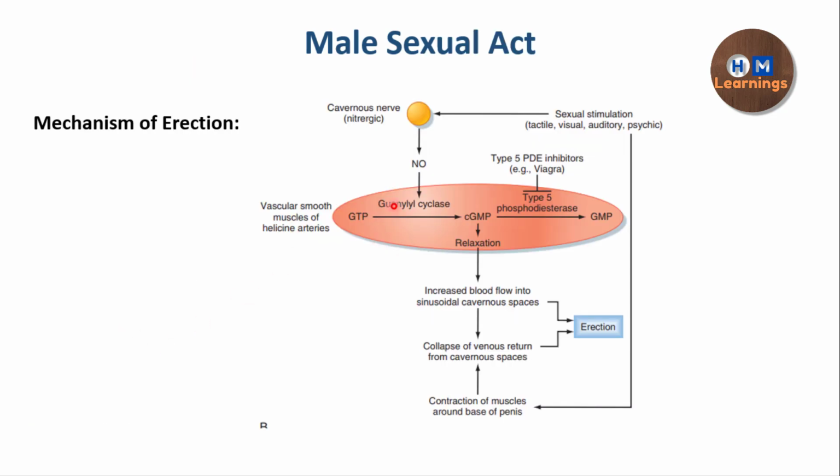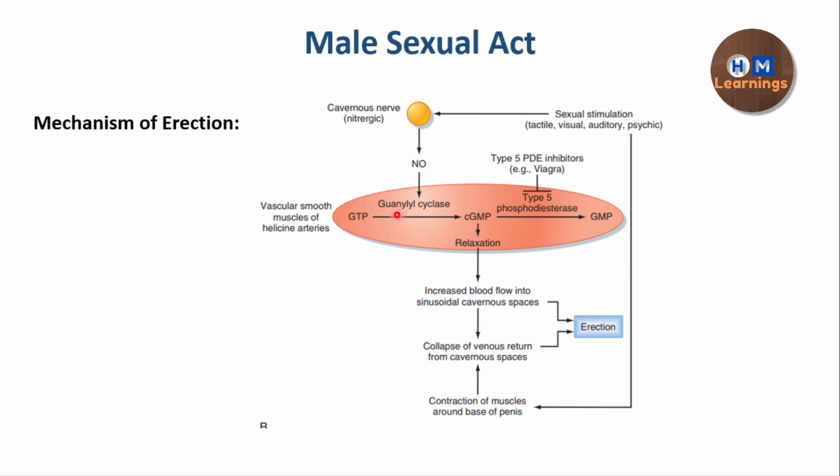Now, as I said, nitric oxide is something which is doing the major work. It is released by the cavernous nerve, which is nitrergic, because it is releasing the nitric oxide. So you can see that there is a stimulation, which could be tactile, visual, auditory, or psychic stimulation, that can ultimately cause a parasympathetic stimulation, and it will release nitric oxide. This nitric oxide will act on the smooth muscle cells.